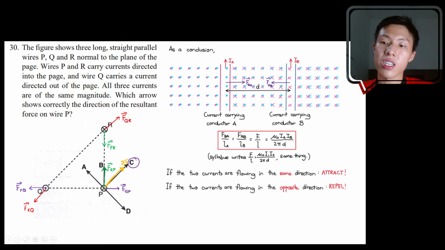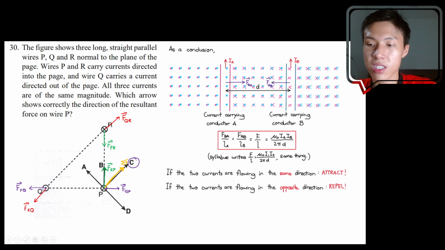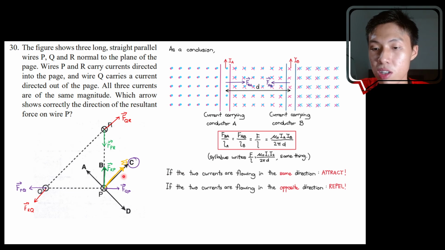So this is the whole diagram of forces acting on each other, but we are only interested in the force exerted on wire P. Merging together the force exerted by R on P and the force exerted by Q on P using a vector sum, the resultant vector is pointing in the first quadrant, and the answer is therefore C. So that's how you solve question 30.